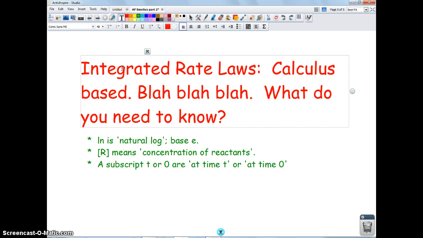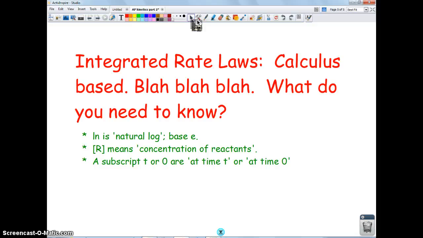The integrated rate law is calculus based. It is an integral. So again, you don't need to know all the information. That's why I wrote blah, blah, blah. What do we need to know?